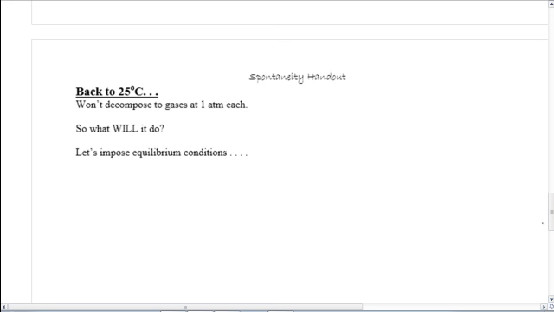All right. So we are going back to 25 degrees Celsius, where we started. What we learned when we started is that at 25 degrees Celsius, it is not going to decompose to gases at 1 atmosphere each because it was non-spontaneous, about positive 91 kilojoules, right? So now the question is, if it's not going to decompose to 1 atmosphere each, what is it going to do?